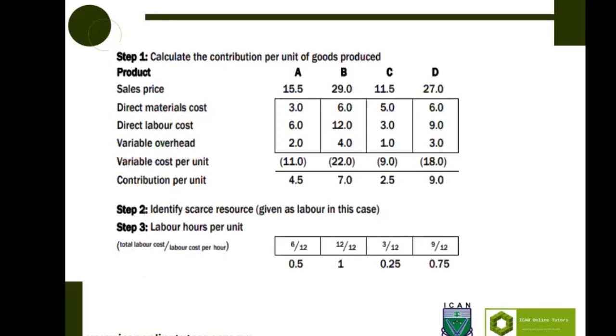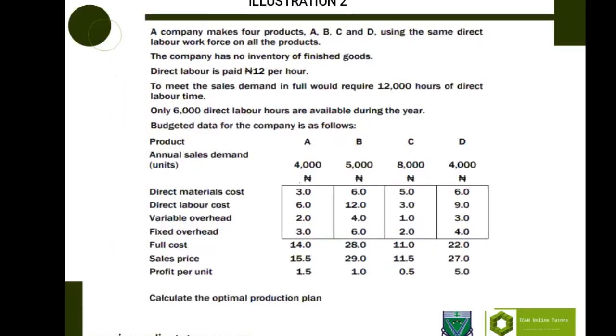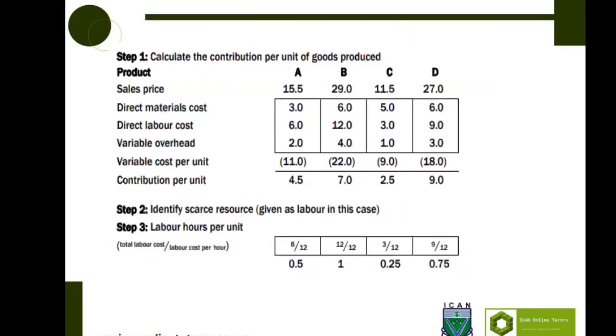So since we've identified labor as the scarce resource, we divide labor cost by labor cost per hour. We want to find the total labor in hours, since our calculation is per unit. So total labor cost for product A is 6 naira. The direct labor is 12 naira per hour. So 6 divided by 12 gives us 0.5. For B, 12 divided by 12 is 1. 3 divided by 12 is 0.25. 9 divided by 12 is 0.75.